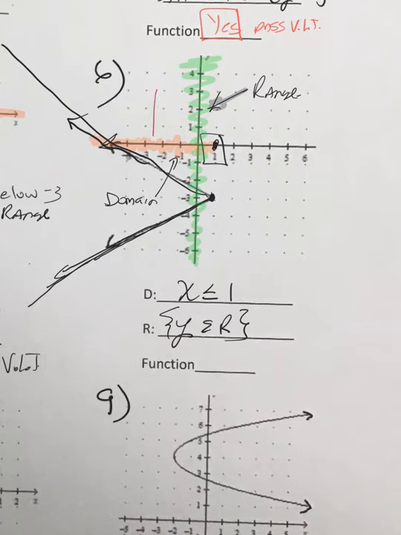And when we do a vertical line test, doesn't it hit in 2 locations? If it hits in more than 1, then it's not a function. So it's not a function because it fails the vertical line test. It hits more than one time, so it's not a function.